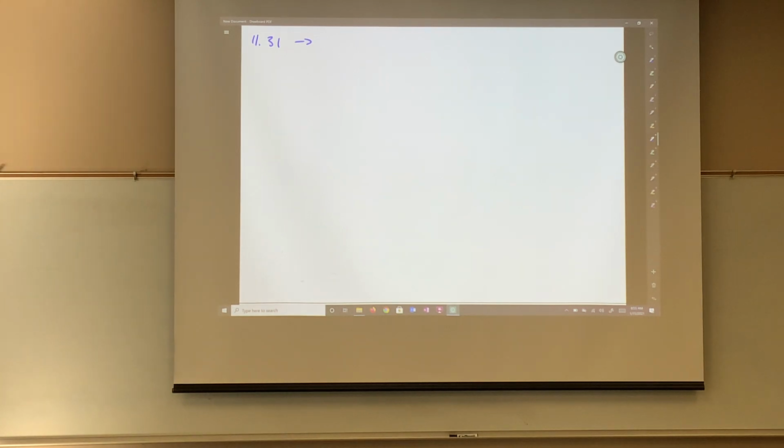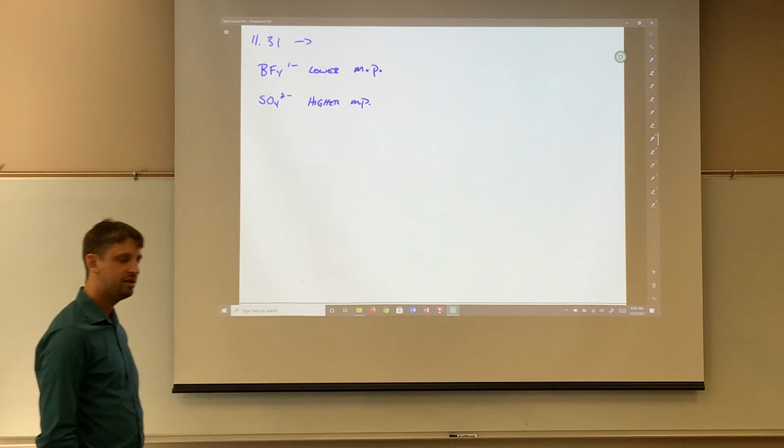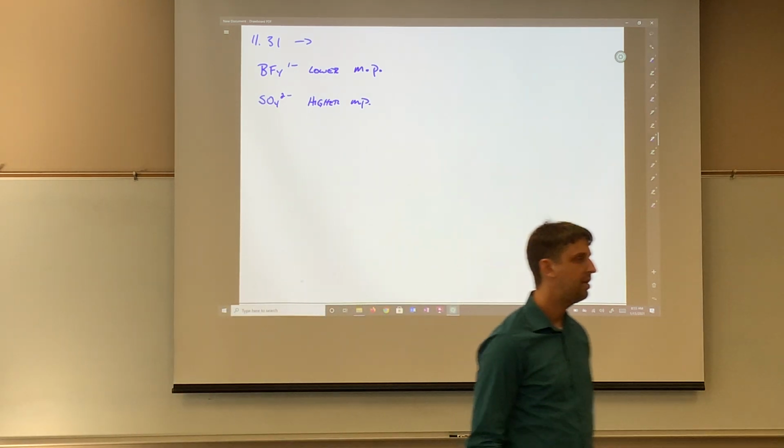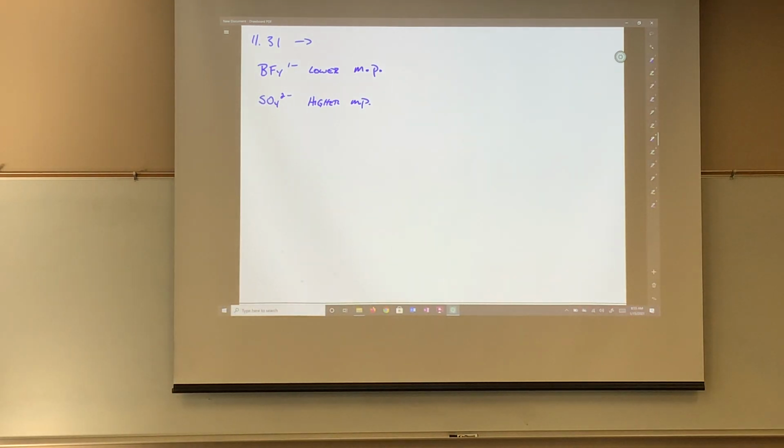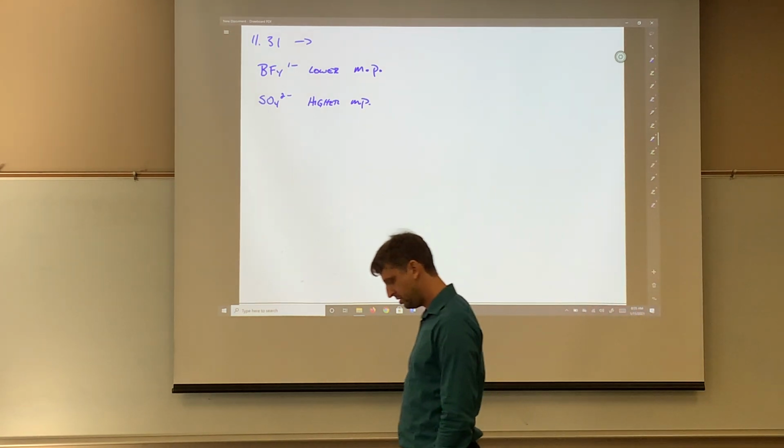So here's what it is. We've got a compound that's BF4 1-, and another compound that's SO4 2-, and they have higher melting point. So lower melting point, higher melting point. The question is why? What's going on to think that a BF4 with a 1- charge has a lower melting point than an SO4 with a 2- charge?